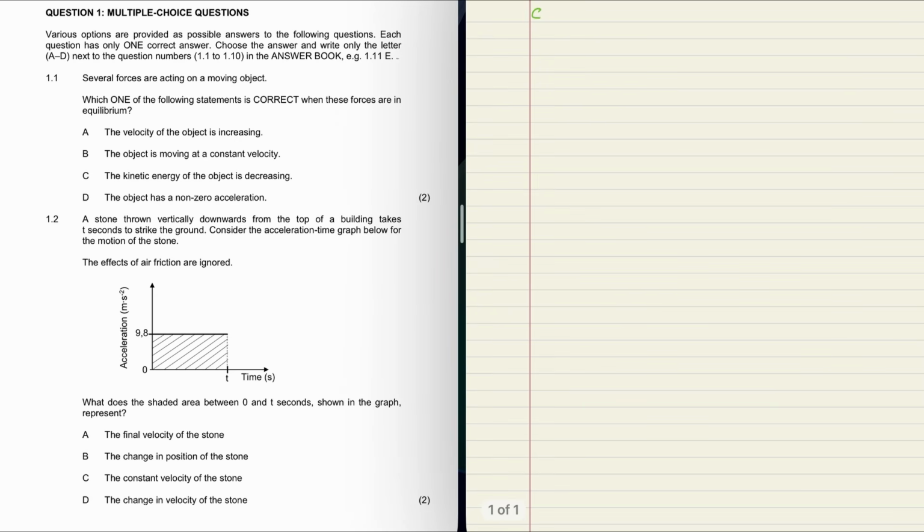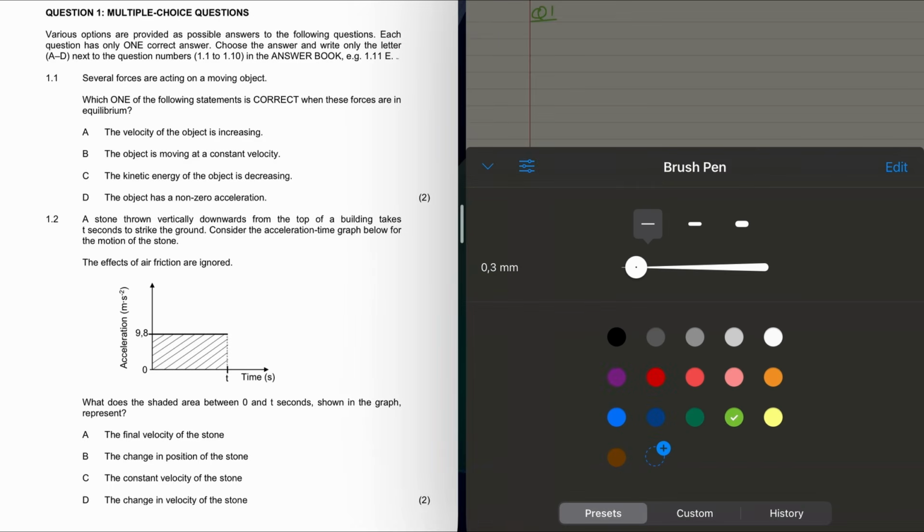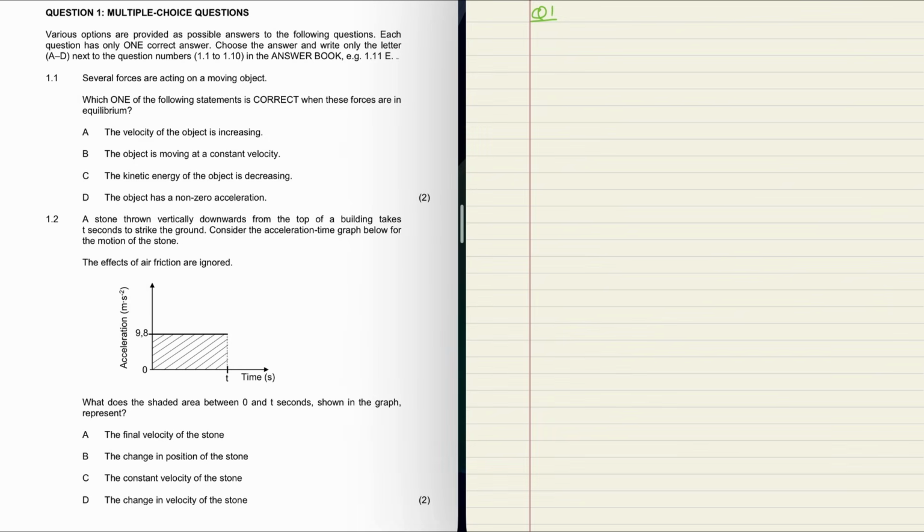So I will write here question 1. And let's use a blue pen here. 1.1. If the forces are in equilibrium, will the object be moving at, or will the velocity be increasing? Will it be moving at a constant velocity? Will the kinetic energy be decreasing, or will the object have a non-zero acceleration?